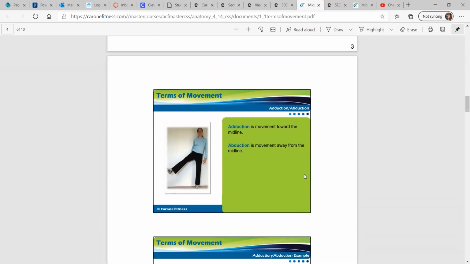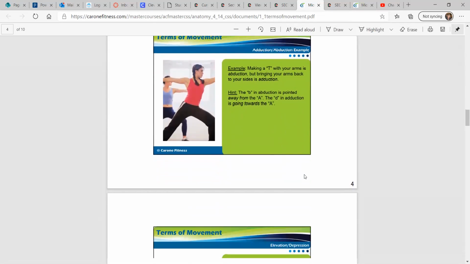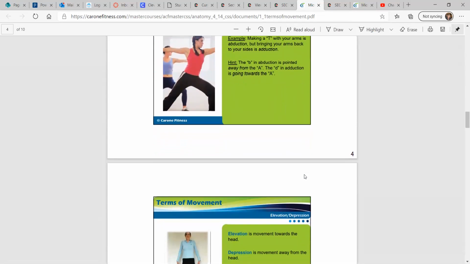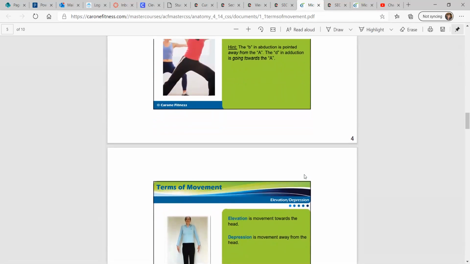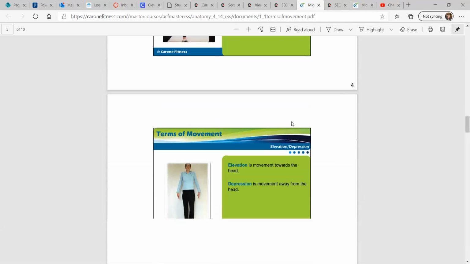Adduction, towards the midline. Abduction, away. Oh, here's a hint. So the B in abduction is pointed away from the A, and the D in adduction is going towards the A. So this little B is facing away from the A, and then the D is facing towards the A. Okay, that's not a bad hint.